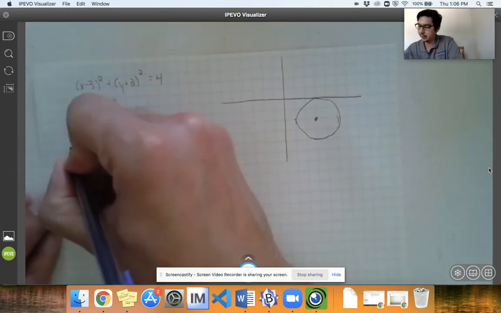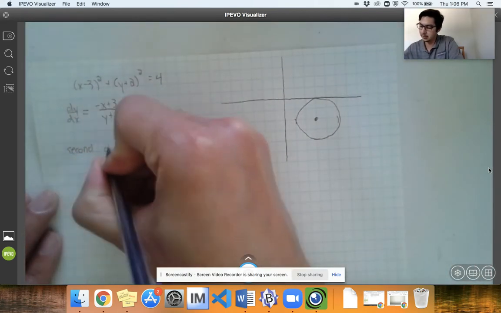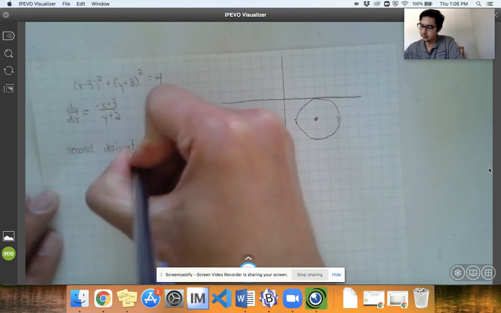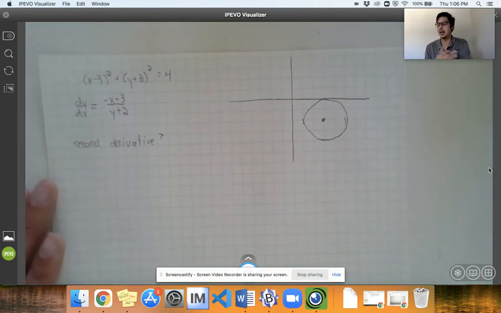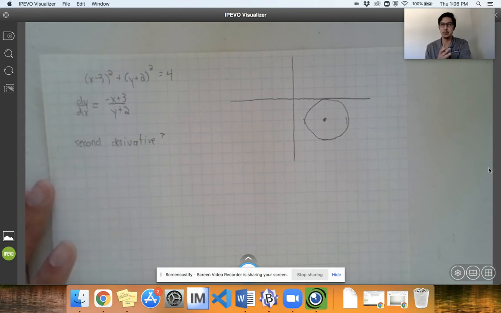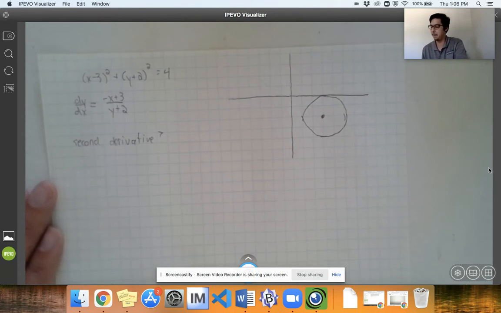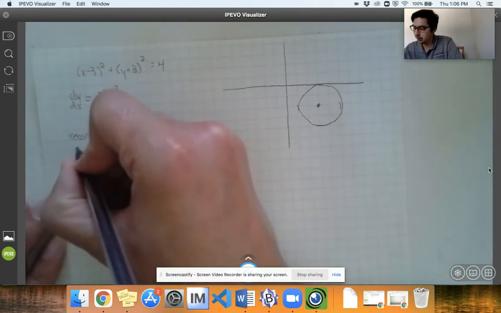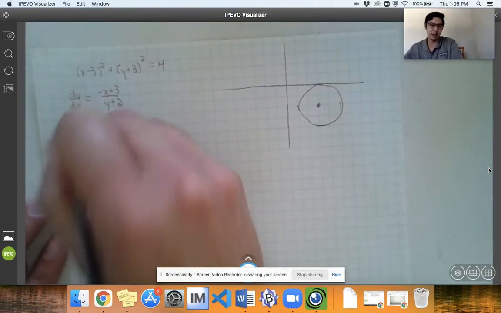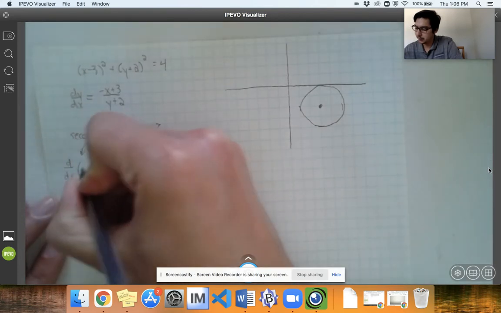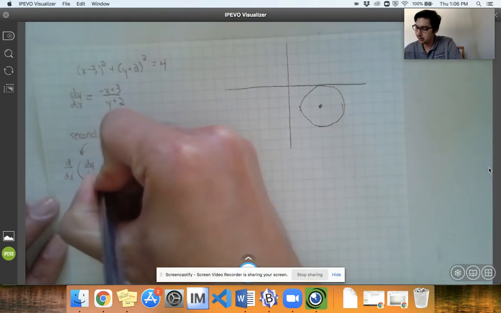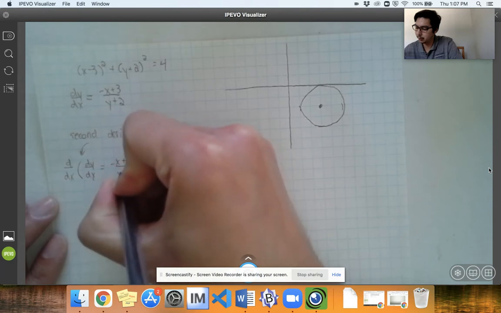Now, what if we wanted to find the second derivative? The derivative of the derivative, meaning how is the rate of change changing at any given moment? And what does that tell us about this picture? So there's 2 ways we could do it. We could continue from where we left off. So we could just do the derivative of dy/dx equals (-x + 3)/(y + 2).